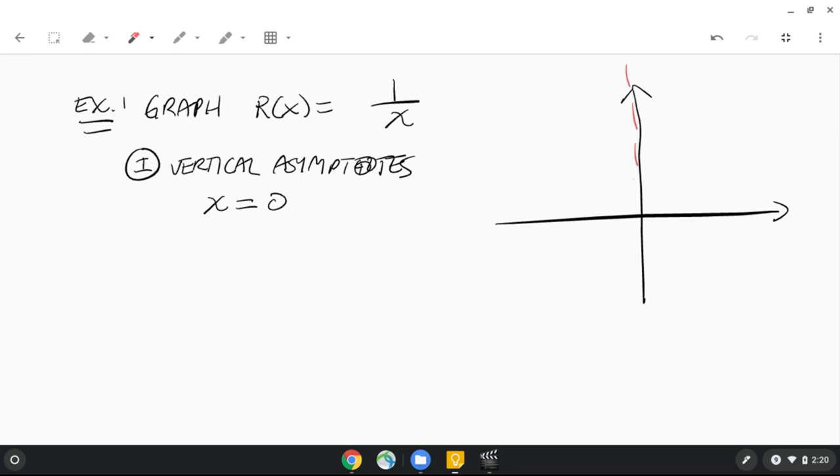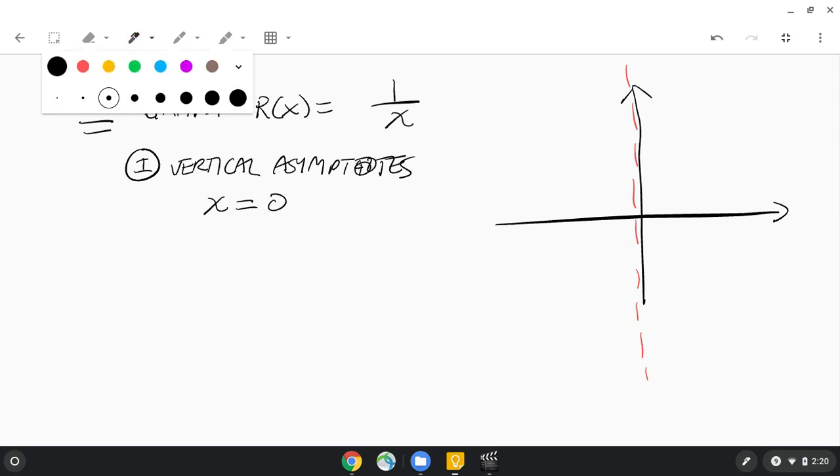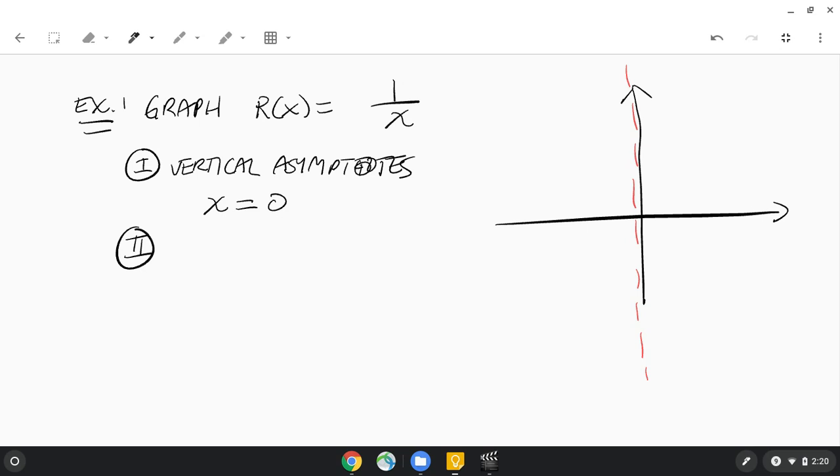Remember, vertical asymptotes are where the denominator equals 0. We don't have to solve here. If you had a quadratic down there, you would have to solve. All right, let's do part 2. Horizontal.